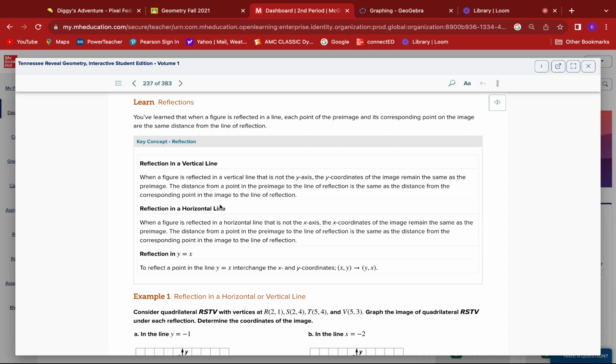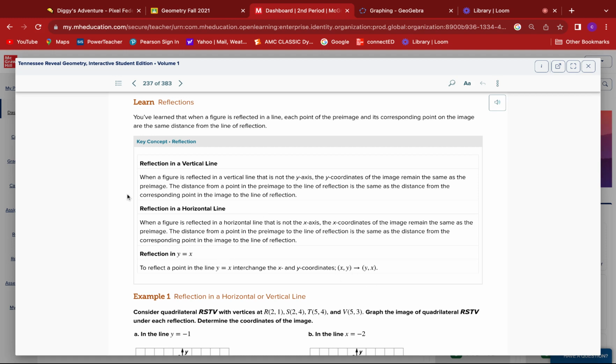All right. Reflection across the horizontal. When the figure is reflected in a horizontal line that is not the x-axis, the x-coordinates of the image remain the same as the pre-image. Right. Distance goes through all that. Okay. And then reflection across the line of y equals x. All you do is just switch their coordinates.